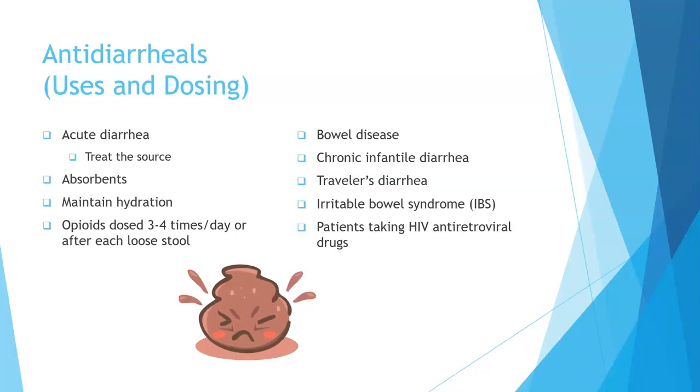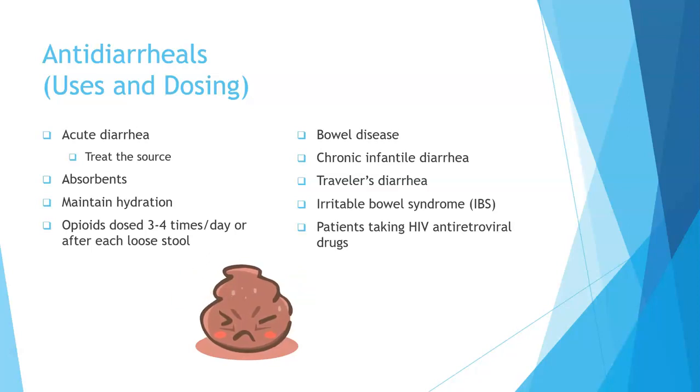For absorbents like the kaolin pectin or the bismuth, that's used after each loose stool to maintain hydration. Also, when you're trying to maintain hydration, make sure you're maintaining electrolytes, giving some kind of electrolyte solution in infants and young children. You can use just flat soda or water to maintain hydration in adults.